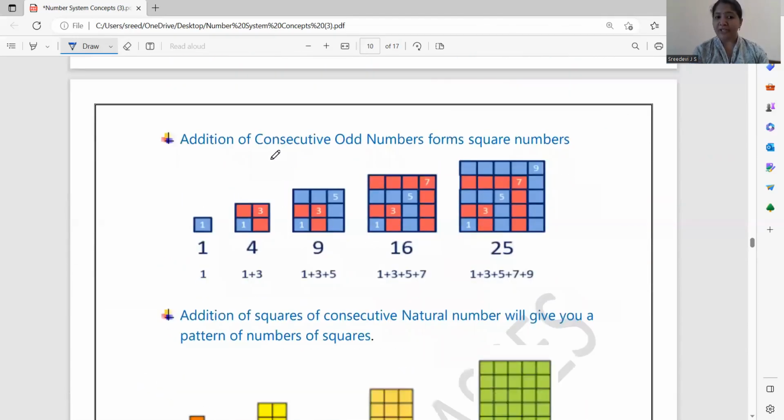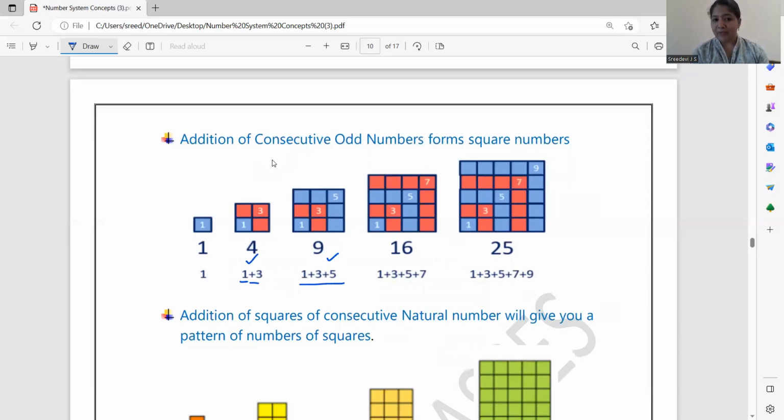Next, we can have the addition of consecutive odd numbers. So, how does the addition of consecutive odd numbers help you find square numbers? Okay, so listen everyone. 1 we can see here. Then when you add the first and second odd numbers, which are 1 and 3, right? 1 plus 3 is 4. Next, 3 consecutive odd numbers added here: 1 plus 3 plus 5. What is the answer? It is 9, right?